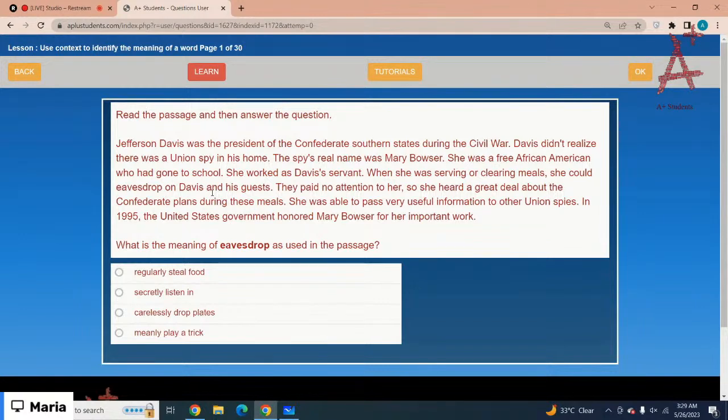Yes, the word eavesdrop means secretly listen in. Got it? Because here you can see the context. They paid no attention to her as she heard a great deal about the plans. So they don't care, so that would be secretly listen in.